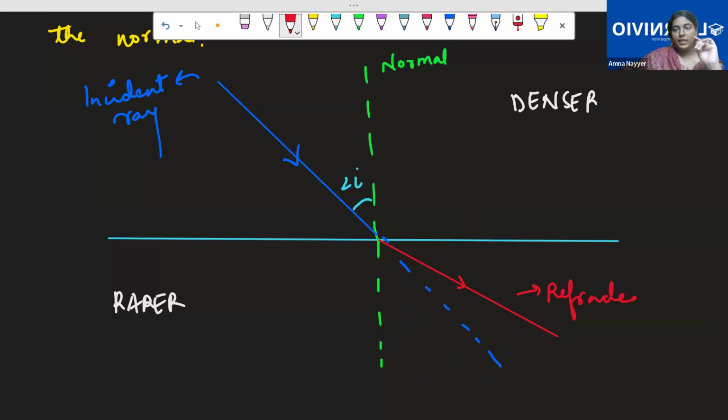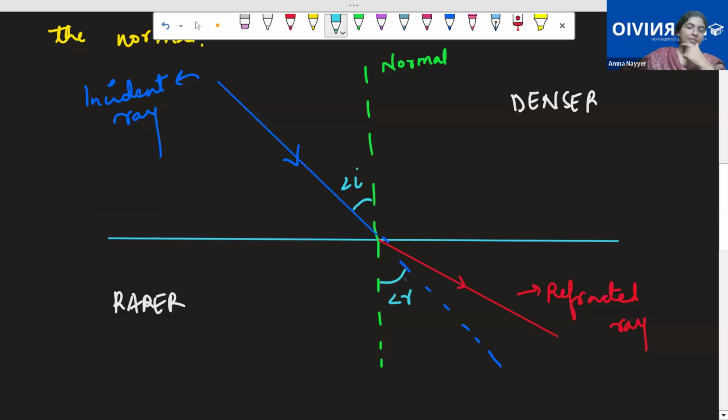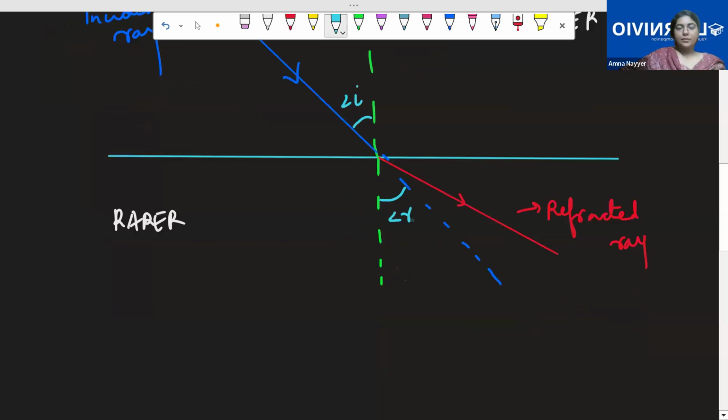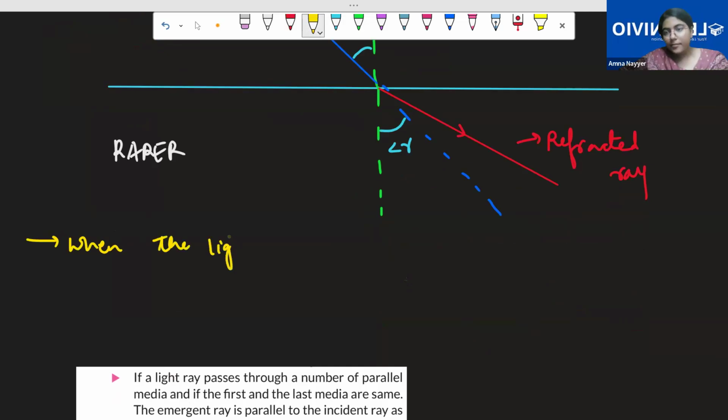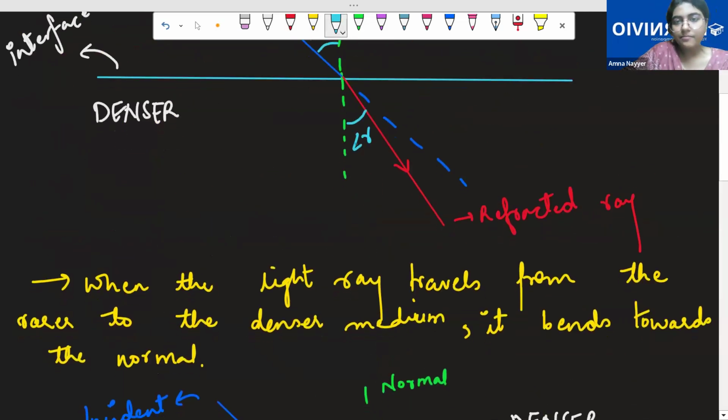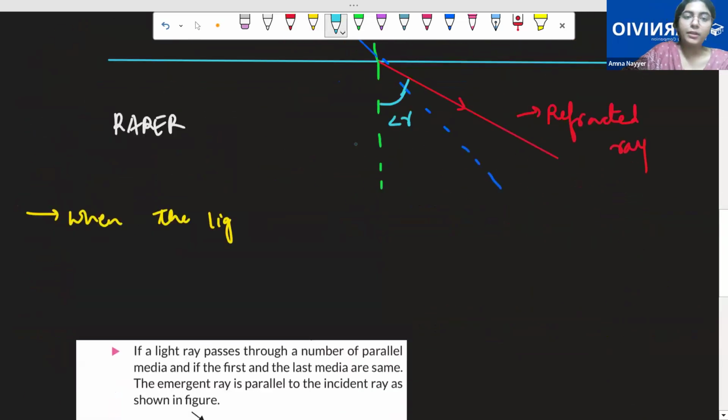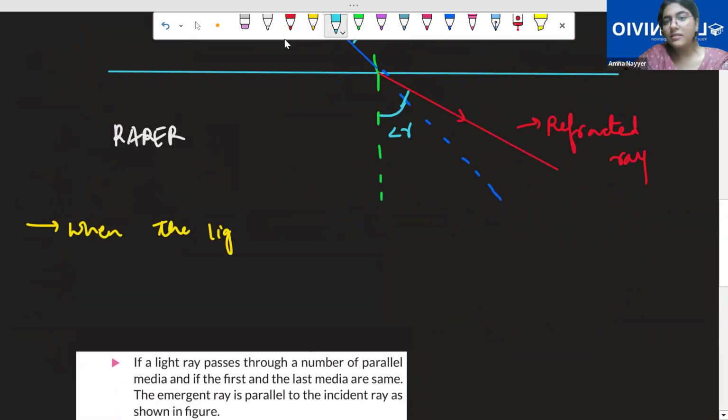Yes, ma'am. Okay. This is the refracted ray. This will be the angle of refraction. And I'll just mention a point as well. The angle from the normal to the refracted ray, right? This is not even a ray. I was just showing you the path. So you're right.